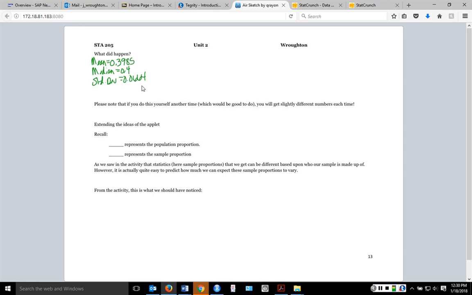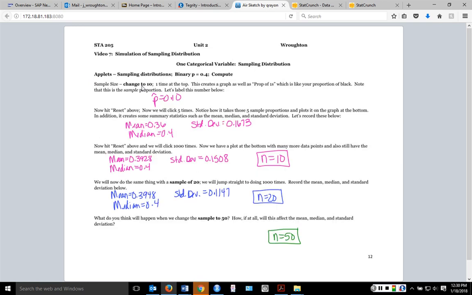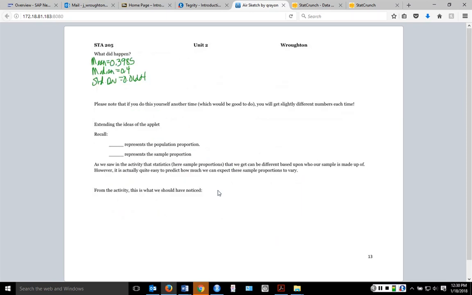Did your prediction hold? So what we should have hopefully seen happen: the mean didn't really change much. The median stayed exactly the same. And the standard deviation got smaller. So I'm going to say my mean and median didn't change, and our standard deviation got smaller.